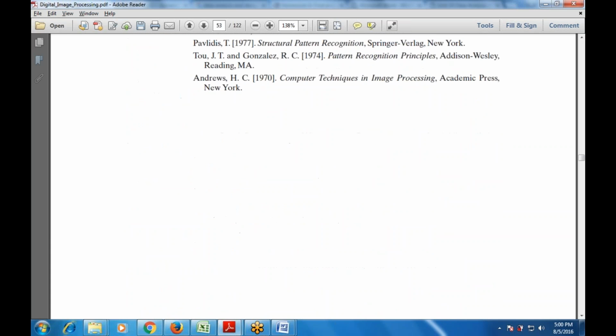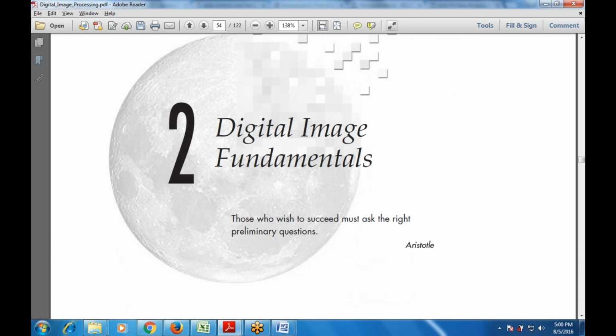Next one is chapter number 2, digital image fundamentals. I am going to start it in Monday's class. What are the various fundamentals of the digital image? Why are we using digital imaging? What is the main benefit of using the digital image?